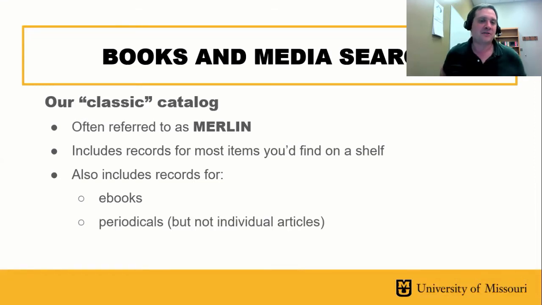You'll also be able to find records of periodicals, so journals that we subscribe to or that we own copies of, magazines, newspapers, stuff like that. But it's important to know that you're not going to be able to access the individual articles directly from Merlin. Merlin will tell you, yes, we subscribe to or we have copies of Time magazine, and it will tell you where those old copies are located and what the date range of our holdings are. But you're not going to be able to go directly from there to an individual article that was published in a specific issue of Time magazine.